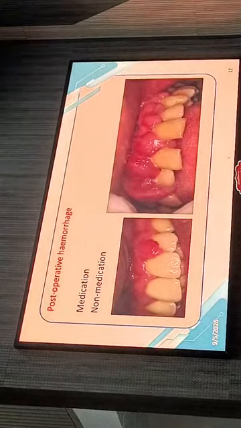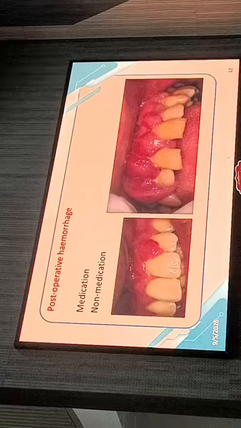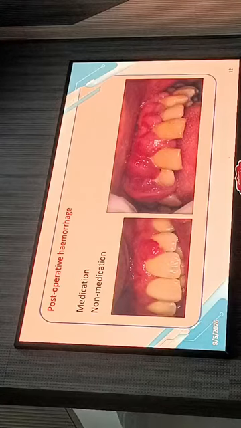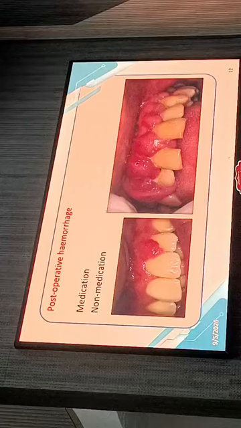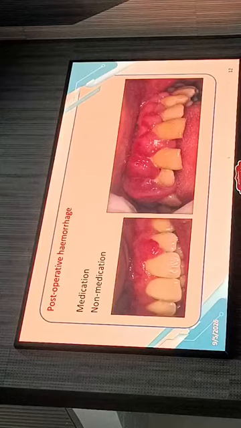Or we have cases like this where I'm anticipating that I'm going to get lots of bleeding. So in these patients, I think patient education is extremely important, because when they're in the chair, that's something you can manage. But when you go home, sometimes they could bleed even after you've stopped the bleeding in the first place.